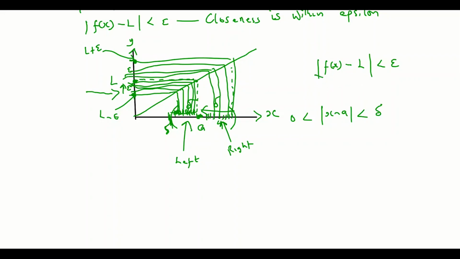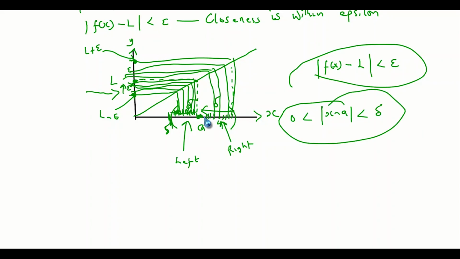Now this one is responsible for how close you want to be to the limit, and this one is responsible for how close you must be to the given point for you to get that value. This is the typical explanation I can give you.